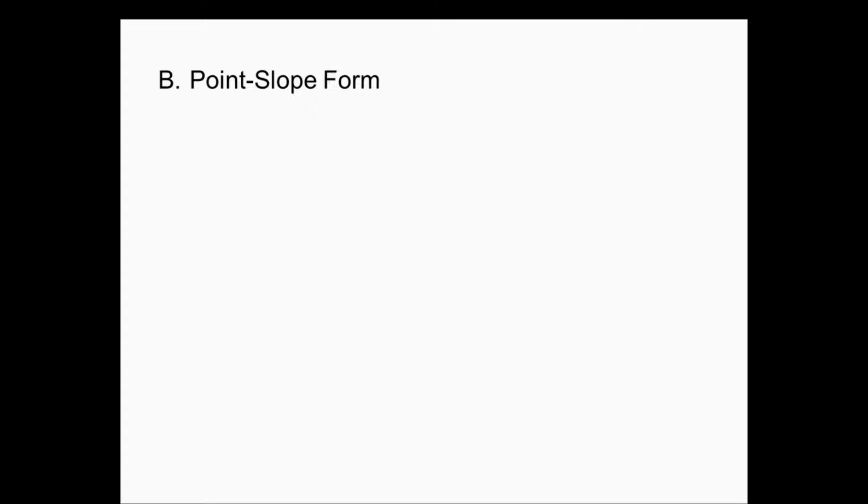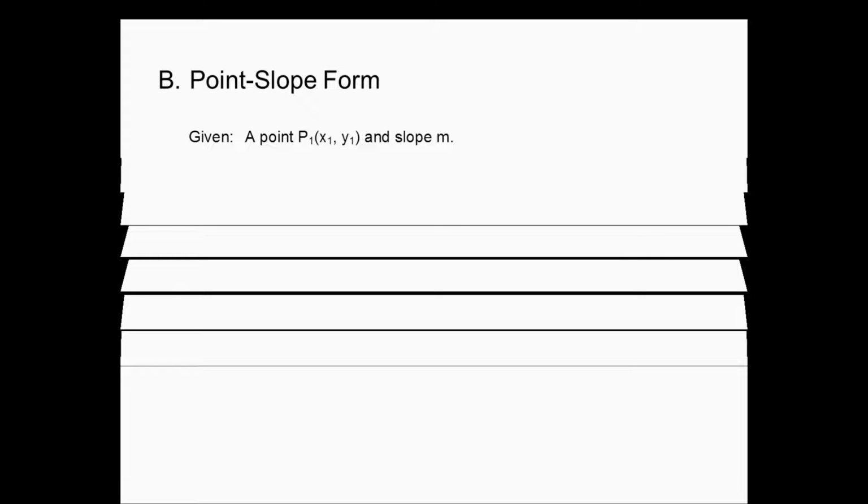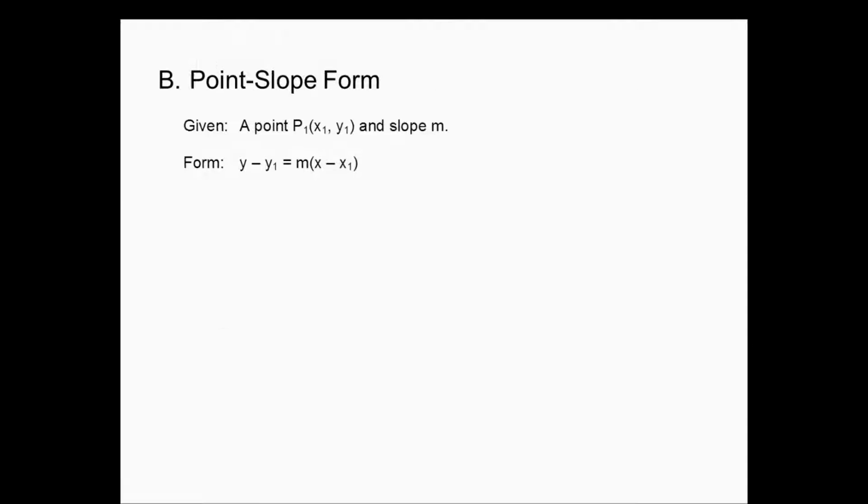Okay, so as the name implies, what are you given? You're given a point, P1 with coordinates x1, y1, and the slope m. So you don't have to calculate the slope, you just replace that fraction in the previous form with m. So the form looks like y minus y1 is equal to m times x minus x1.